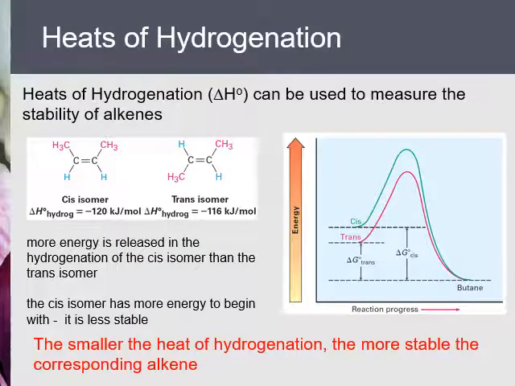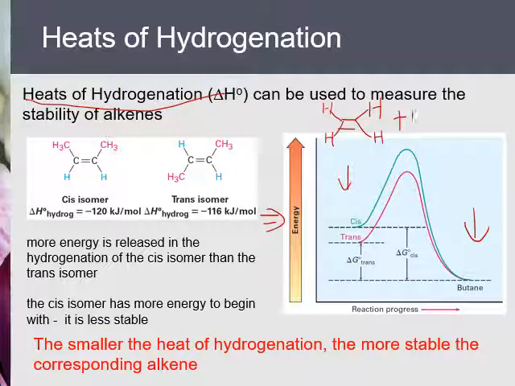Also in Organic 1, you learned that heats of hydrogenation can be used to measure the stability of alkenes. This can be explained by an energy diagram. In this energy diagram, the left side is the reactant, which is a double bond. And the right side is the product, when you add a hydrogen molecule, so the 2 hydrogens add to the double bond to form an alkane.